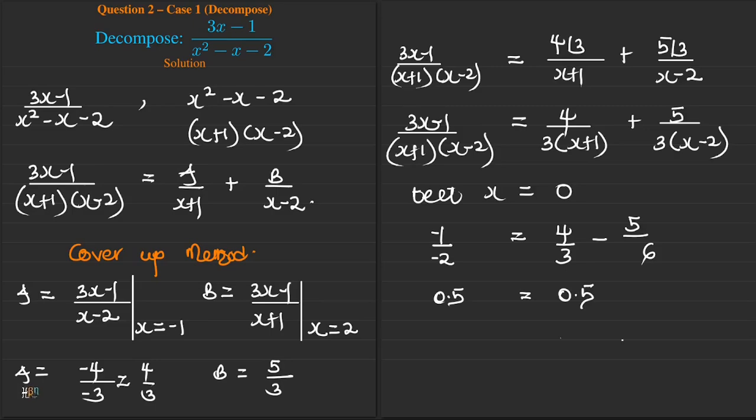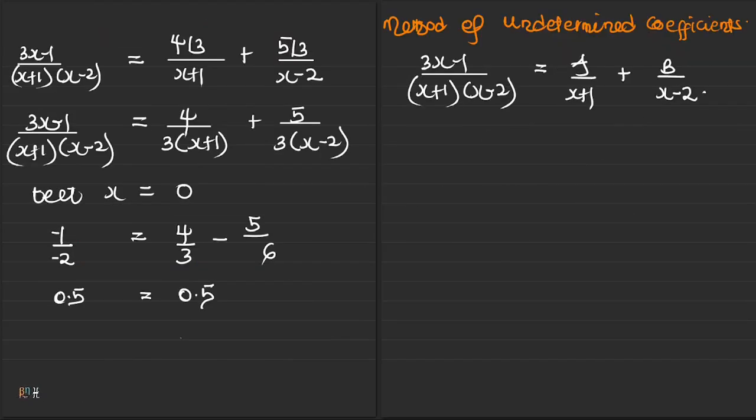Now, this is the cover up method. But if you want to use the method of undetermined coefficient, let's see how we go about it. So with the method of undetermined coefficient, how do we go about it? All we need is the numerator. You remember we have 3x minus 1. We are saying it's equal to a into bracket x minus 2, then plus b into bracket x plus 1.